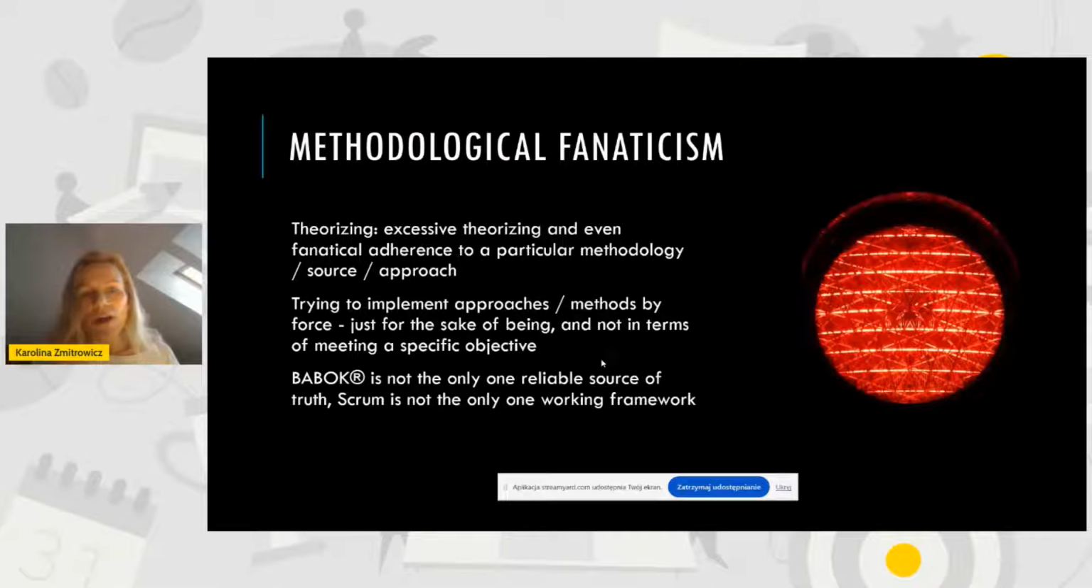If you are trying, in a kind of fanatical way, to pursue a specific framework, a specific approach, it may happen that you will follow a method that is completely not appropriate for a given customer.